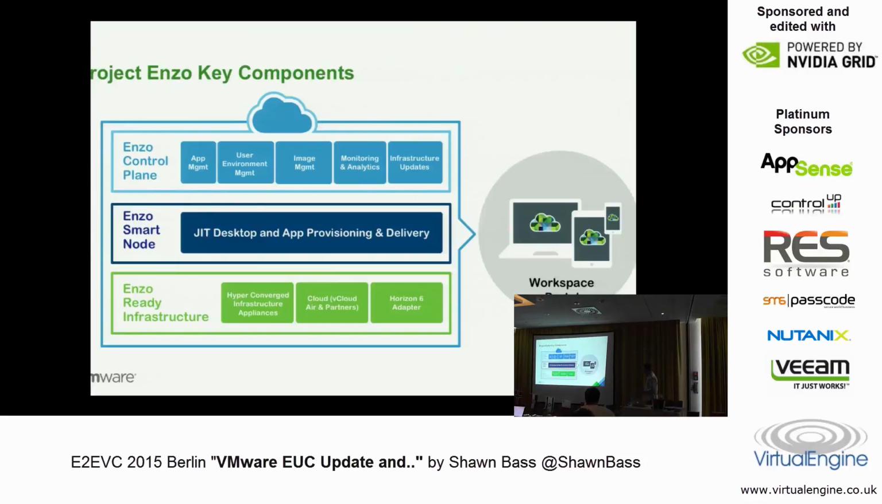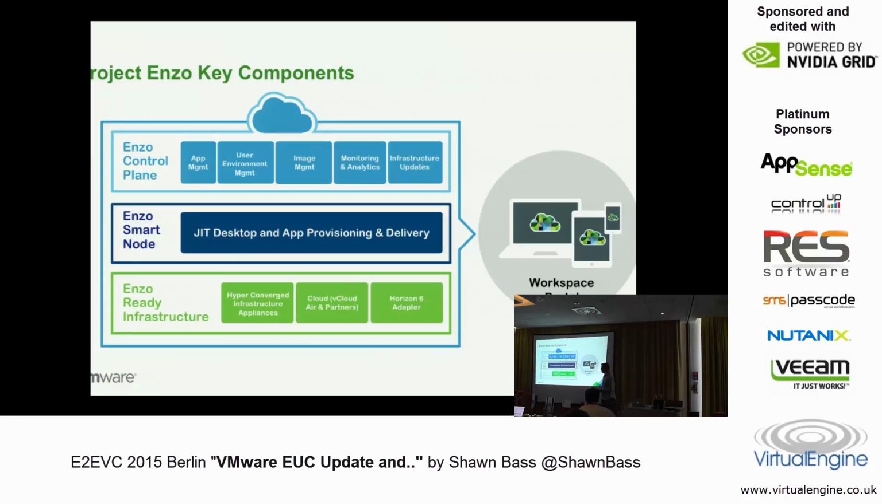So, what does Enzo architecture actually look like? There's only kind of 3 main things. Workspace portal is irrelevant in this case; it's just where people go to get to their desktops and apps. The 3 main pieces of the infrastructure are Enzo-ready infrastructure. And this is, as I mentioned before, the first go-to-market motion is to put it on top of EVO:RAIL because it's hardware that we own and control the build configuration for. So it's easy for us to do the integration to make it work great out of the box.